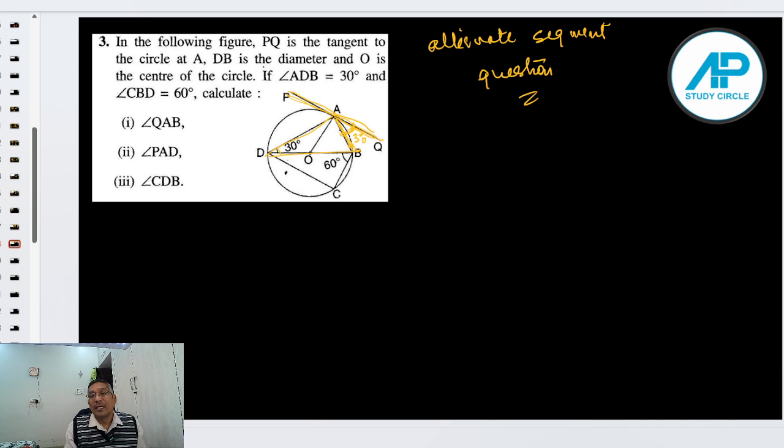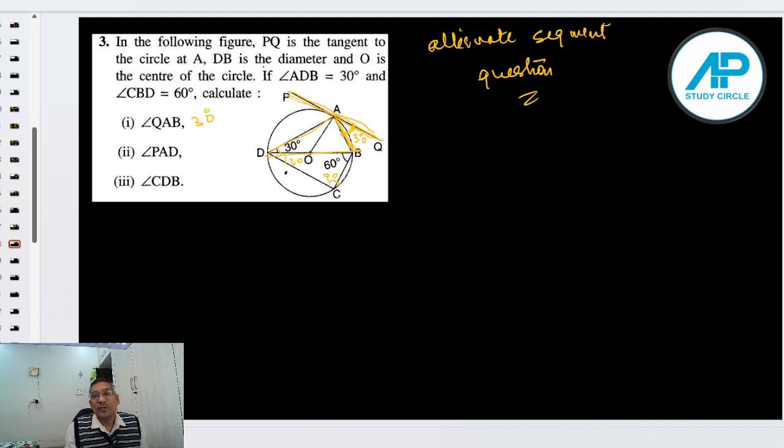Angle in the alternate segment is equal to the angle between the tangent and the chord. So this angle is 30. Now these all are diameters. This angle is 90. This angle is 30. So we need to find the value of QAB. I got the value as 30.